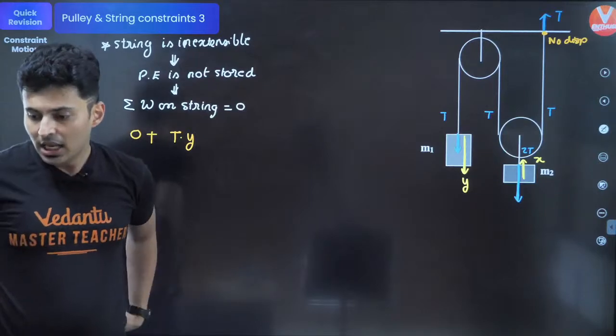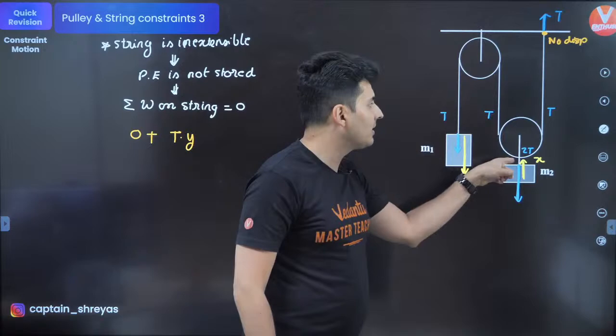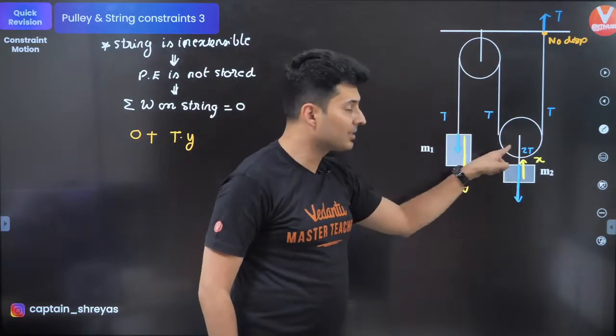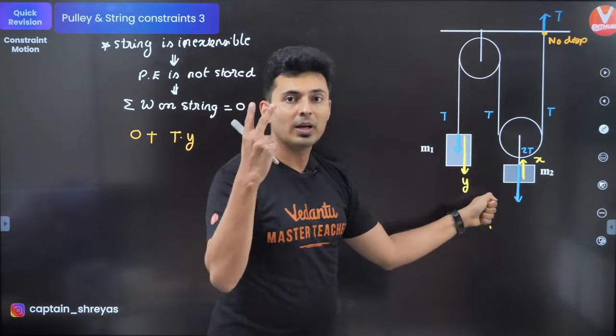Cool? Is tension the same at all the points in the string, Arjun? Yes, because it is one single string, that's why the tension is the same. But here, this is a different string, and here if this is T, collectively it will add up to become 2T.